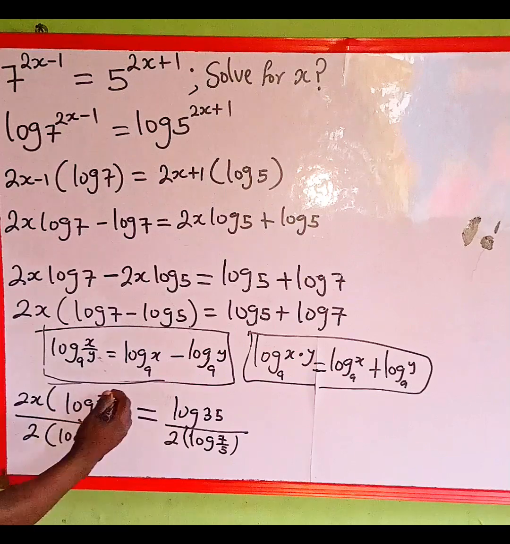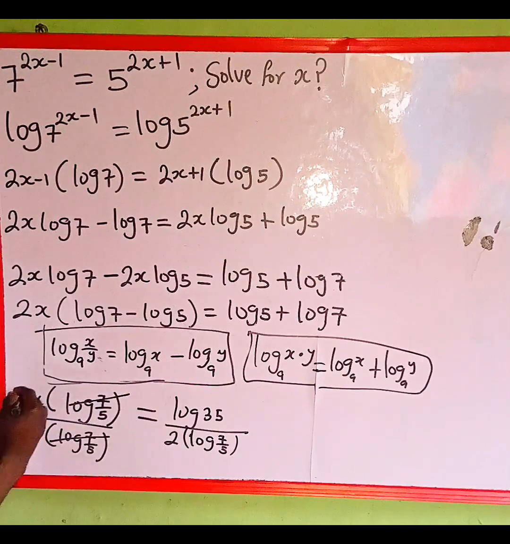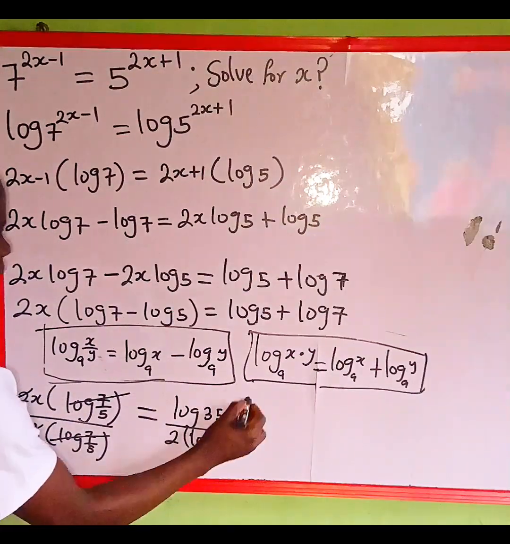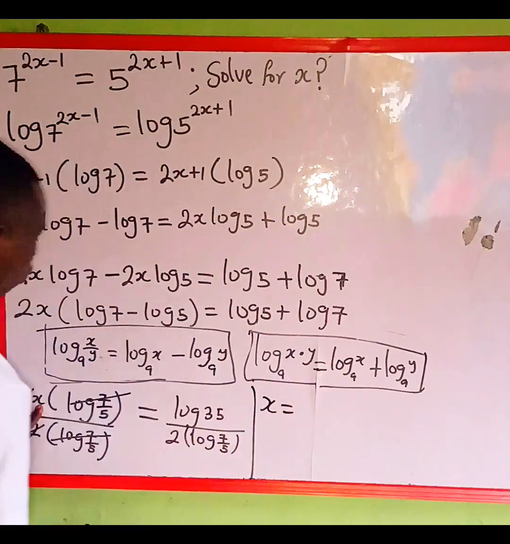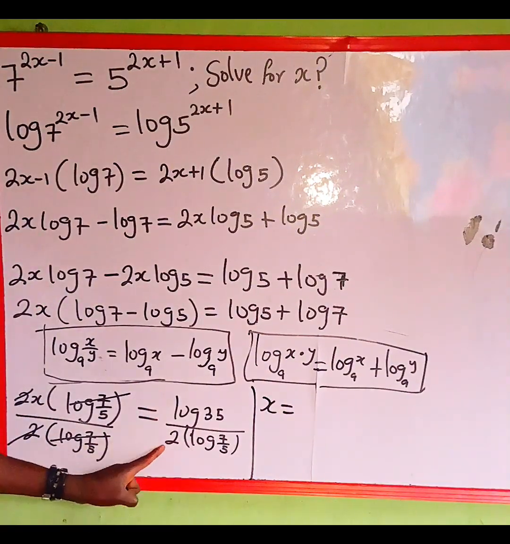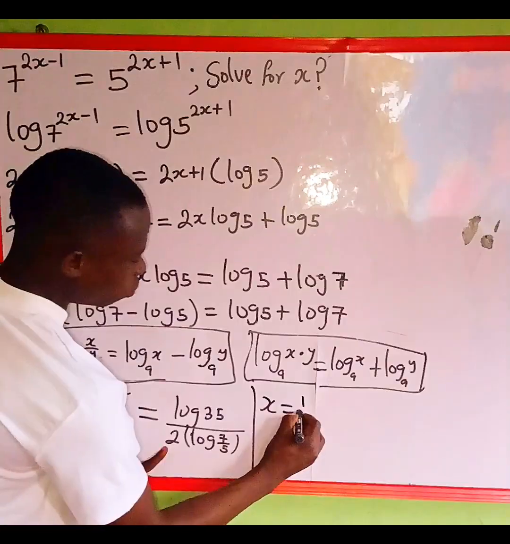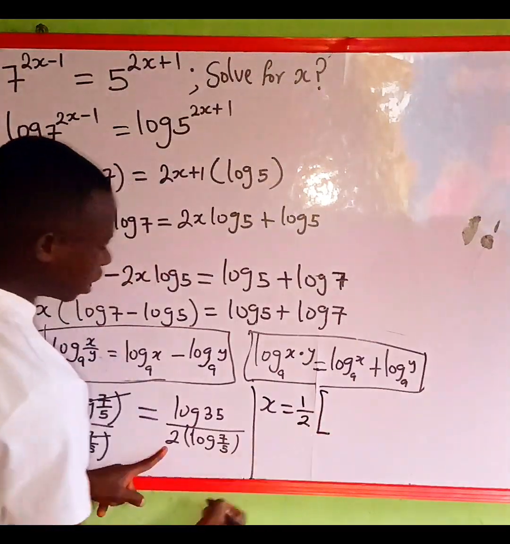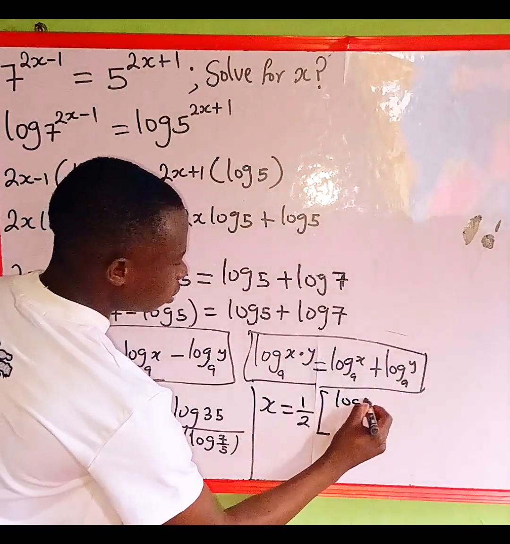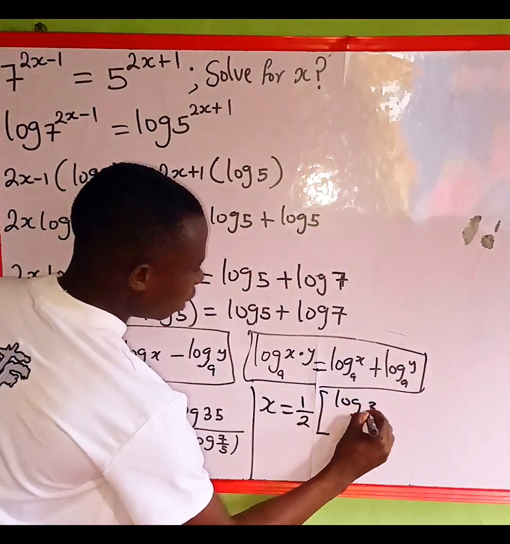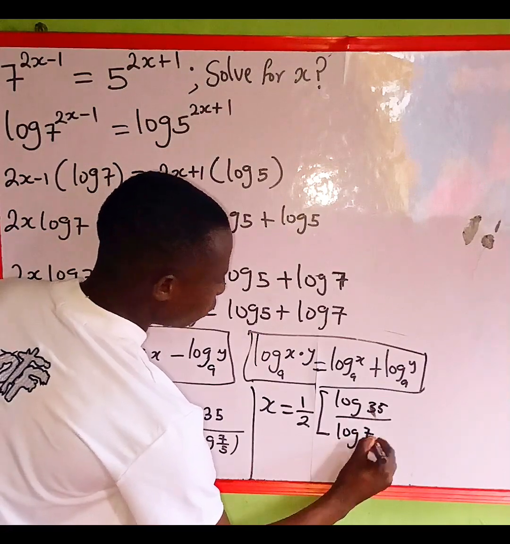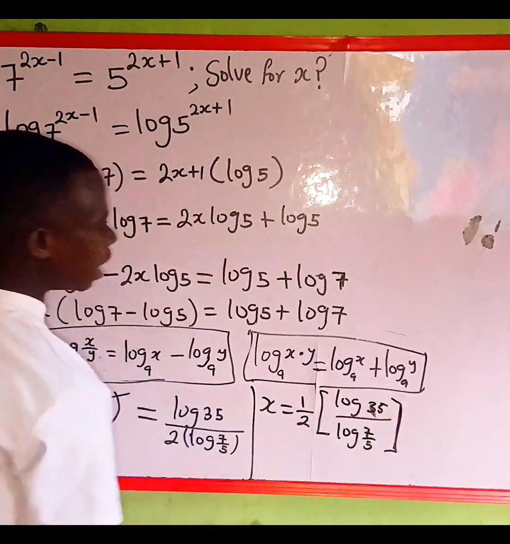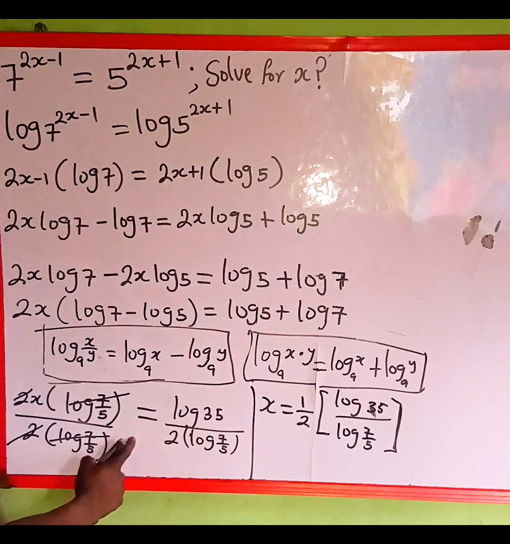So the next thing we're going to do, this is going to cancel this, and this 2 is going to cancel this 2. So in the left hand side, we are left with only x, which is going to be what? X is equal to, and the right hand side, we have 2 here. So we're going to factor these 2 out. 1 over 2 into the bracket of log of 35 all over log of 7 over 5 and all to the base of 10. So we just factor these 2 out, 1 over 2. So this is the value of x.